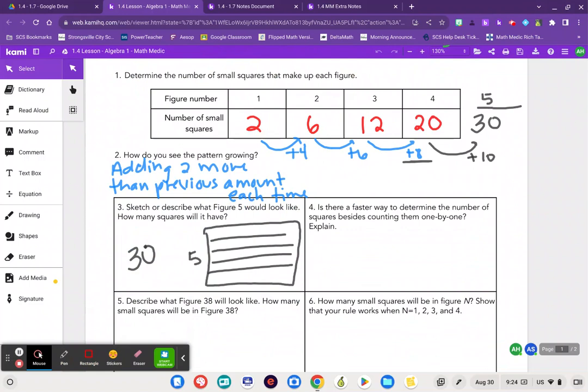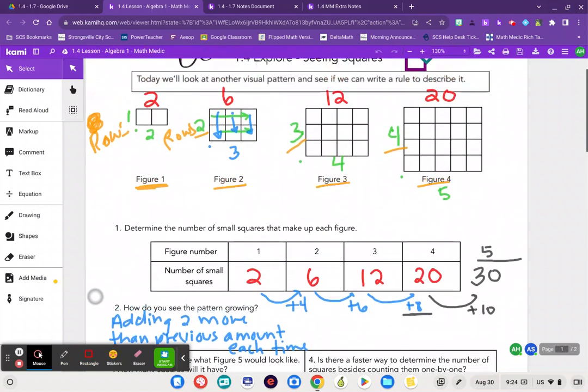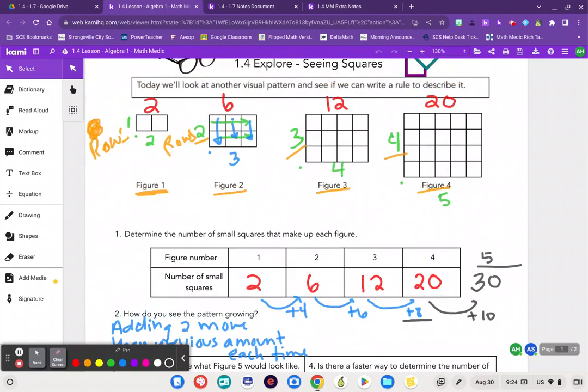The other thing that I notice is that however many rows there are, I had an extra column. So 1 row, but 2 columns. 2 rows, but 3 columns. 3 rows, but 4 columns. 4 rows, but 5 columns.